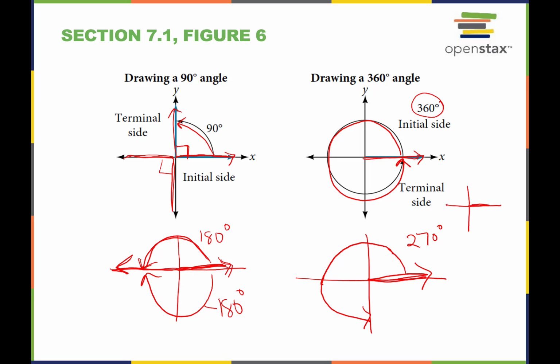If I start here with my initial side, but I don't sweep open at all, so my initial side and my terminal side lie right on top of each other, but I don't have any sweeping. It doesn't sweep open at all. That would be 0 degrees. So your 0 degree angle and your 360 degree angle both look the same because their terminal and initial side is laying right on top of each other. But the difference is that with the 360, it actually opened up one full cycle, where with this one, it didn't open at all.